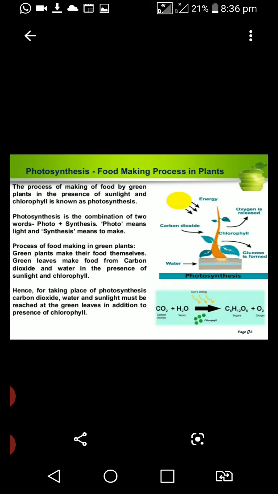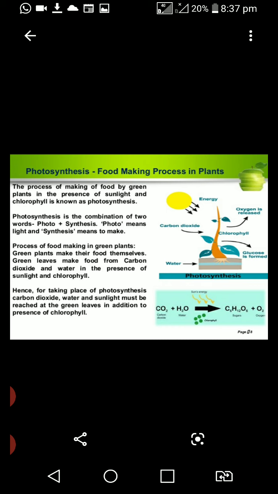So photosynthesis combines two words: photo and synthesis. Photo means light. Synthesis means to make. It is the process of food making in green plants. Green plants make their food themselves. Already we studied that they are autotrophs because they are able to prepare their own food.